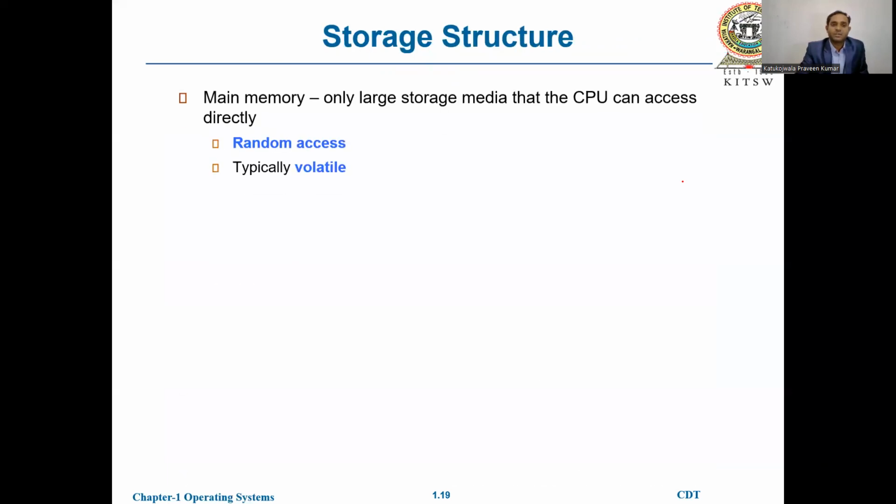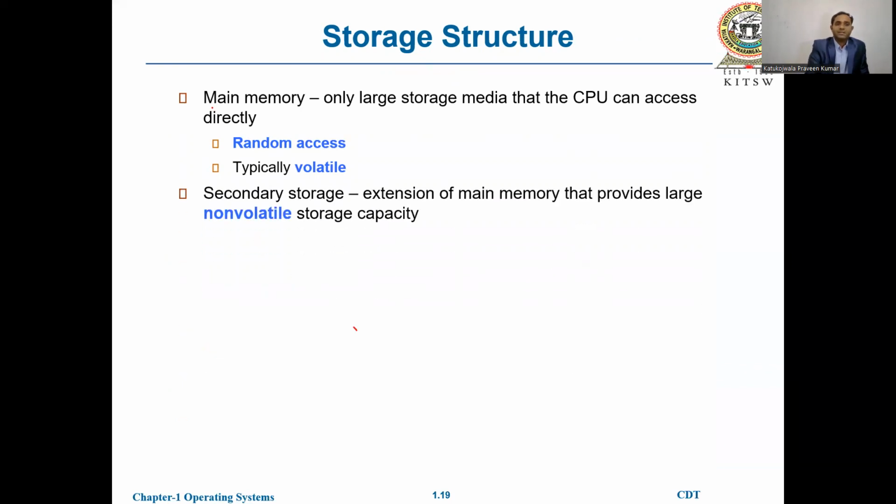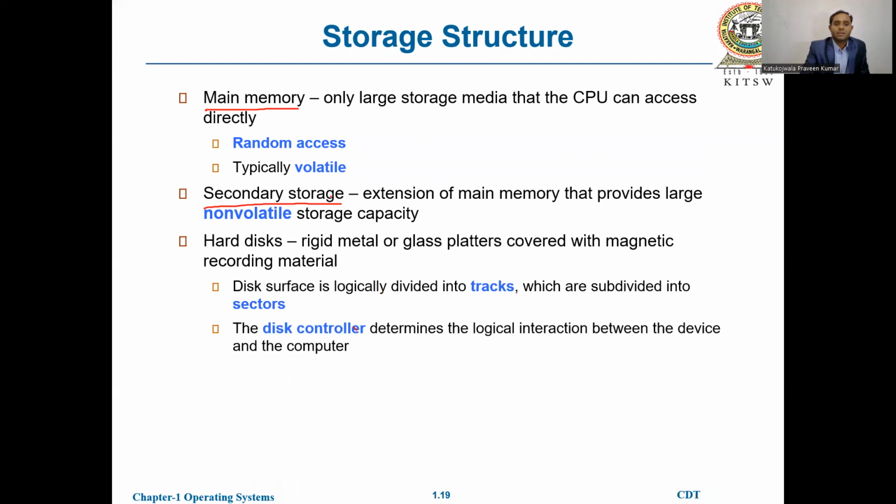Next one is storage structure. There are two storages: main memory and secondary memory. Main memory is the only large storage medium that the CPU can access directly. Here the access is random access, and it is volatile memory. Secondary storage is the extension of main memory, providing large non-volatile storage. This memory is non-volatile, that is, the storage is fixed. Volatile means temporary. When you restart your system, the memory will be erased, right?